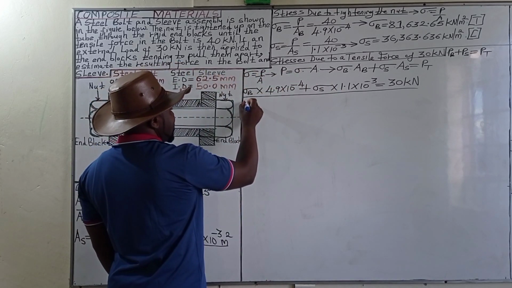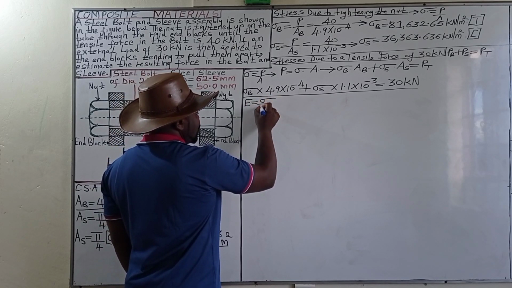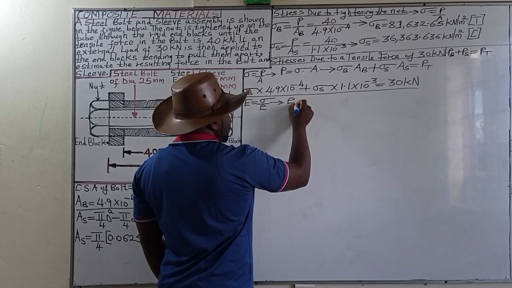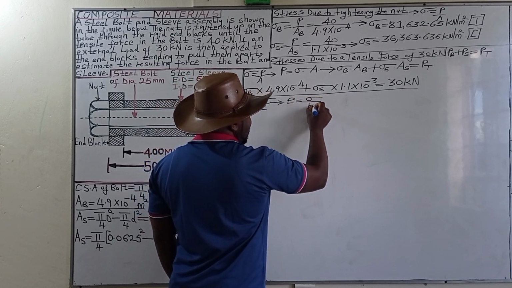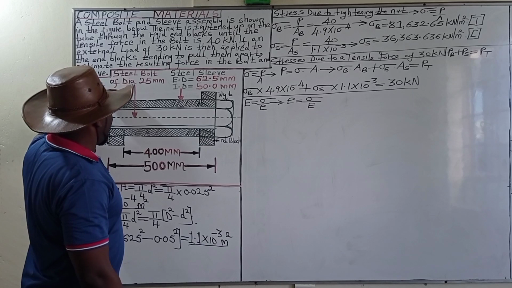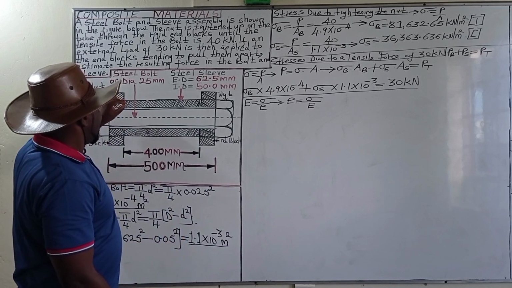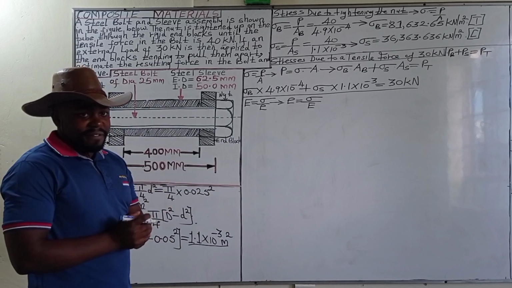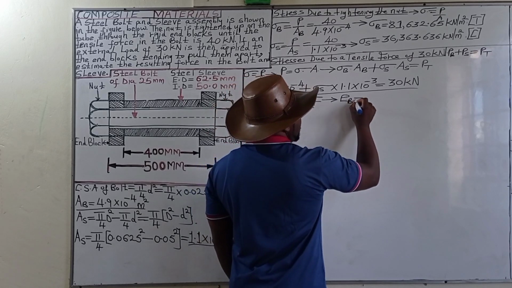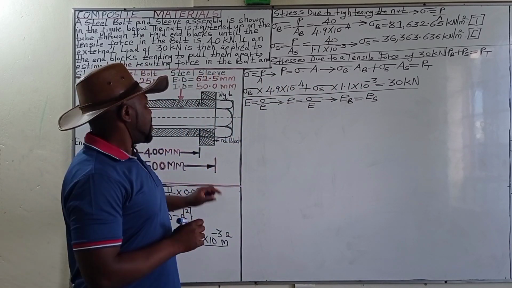Now, from there, we know that the Young's modulus of elasticity is given by the ratio of stress to strain. So when we make strain the subject, we are going to have: strain is equal to stress divided by the Young's modulus of elasticity. When a load of 30 kilonewtons is applied on the end blocks, strain will be developed in the bolt as well as in the steel sleeve. And in this case, the strain developed in the bolt will be equal to the strain developed in the steel sleeve, because this is a composite material.